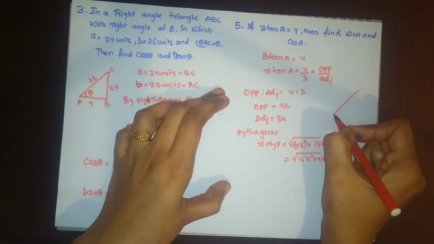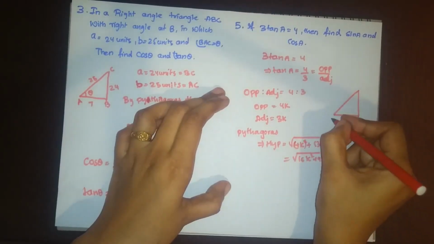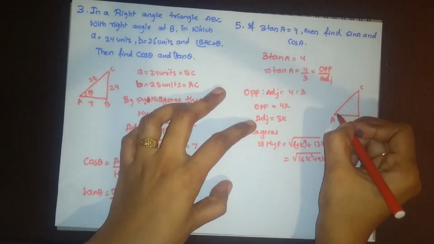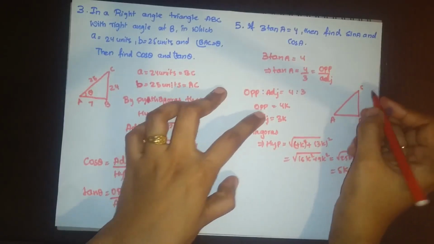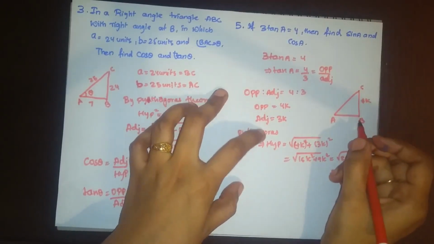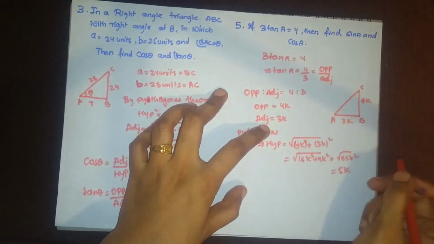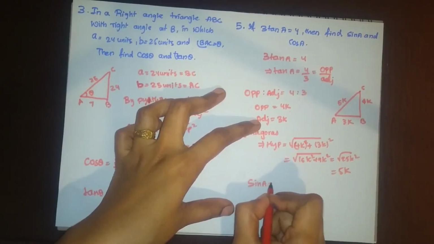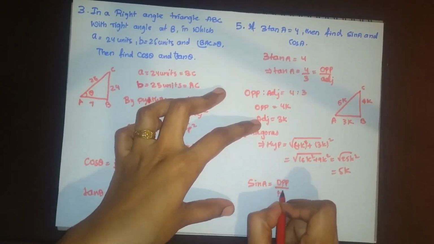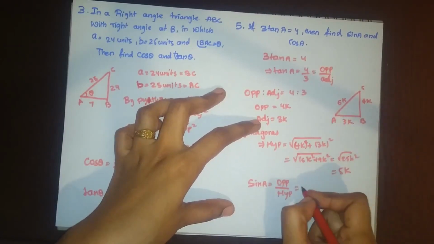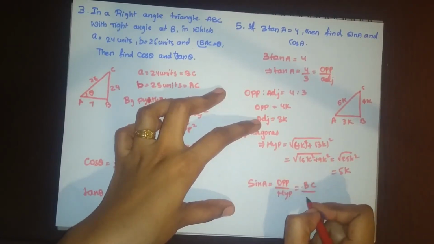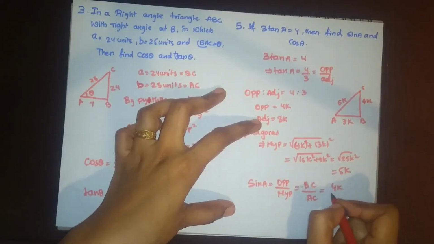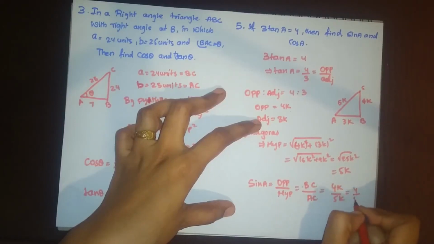Now let's put this into the form of a diagram. Consider a triangle ABC. The side opposite to A is BC, which is 4k. Adjacent is AB, 3k, and hypotenuse is 5k. Now what is sine A? Opposite divided by hypotenuse. What is opposite here? BC divided by hypotenuse AC. What is BC? 4k divided by 5k. It is 4 by 5.